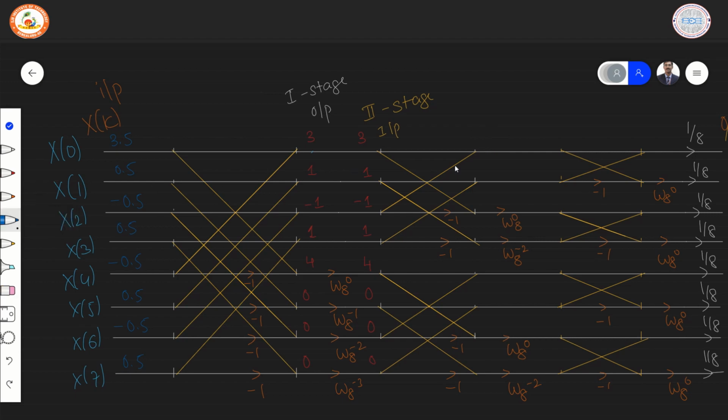Here, the inputs are 3 and -1. The sum is equal to 2 and the difference is equal to 4. The sum of 1 and 1 is 2. The difference equals 0. Again, the inputs are 4 and 0. Sum is 4. Difference is 4. 0 and 0. Sum is 0. Difference is 0. So this is the output of the second stage.